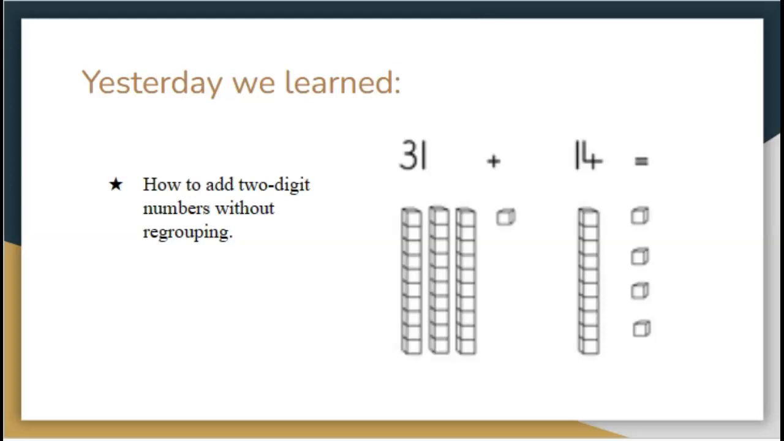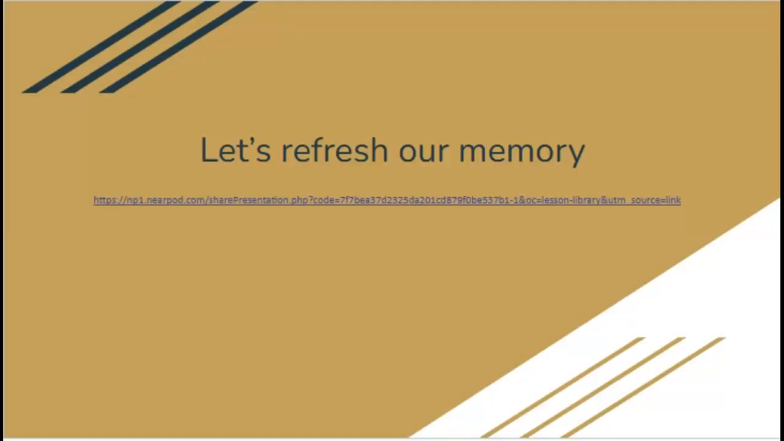Yesterday we learned how to add two-digit numbers without regrouping. Here's an example of what we did yesterday. So the question was 31 plus 14 equals. We showed 31 by using the base 10 blocks, and we showed 14 by using the base 10 blocks. This equals 45. So let's refresh our memory. We're going to watch this video and then we'll begin our warm-up.